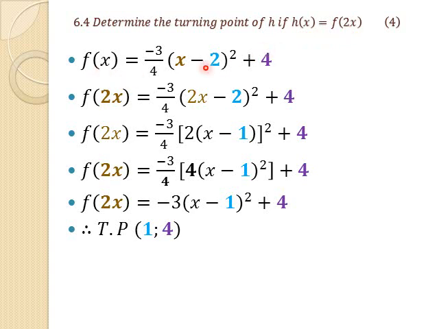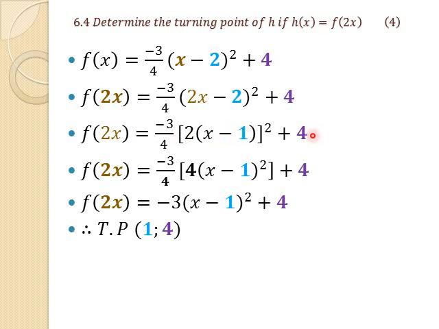So we know f of x equals minus 3 over 4 (x minus 2) all squared plus 4. Now we've changed x to 2x, so wherever I see x I must write in 2x. So I have minus 3 over 4, and my x there becomes 2x minus the 2, squared, plus the 4. Between those two I can take out 2 as a common factor. 2x divided by 2 gives me 1x, minus 2 divided by 2 gives me negative 1.